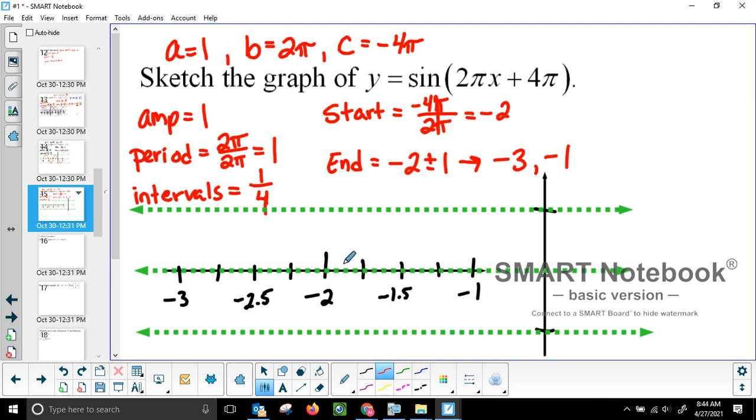All right, our start is at negative 2. Sine always starts on the baseline. My A is positive, which means as I go to the right, I go up first. And then just creep up and down our ladder here. Follow the pattern going in the opposite direction. And connect this with a nice smooth curve. It's terrible, but it happens.